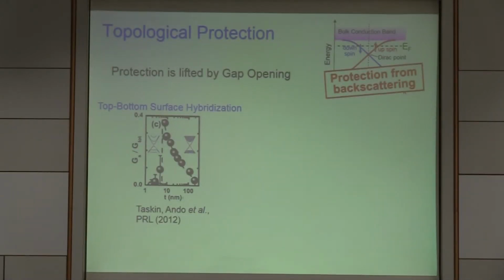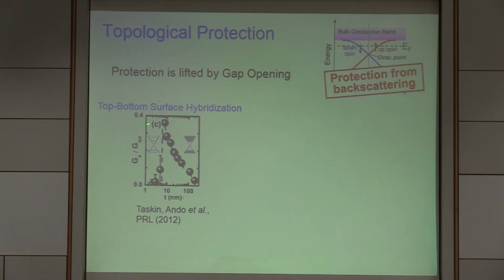It has already been demonstrated, for example, that the surface states at the top and bottom are hybridized when the thin film becomes very thin. Then the gap opens at the Dirac point, and this gap opening, or the hybridization between the top and bottom surfaces, lifts the topological protection.